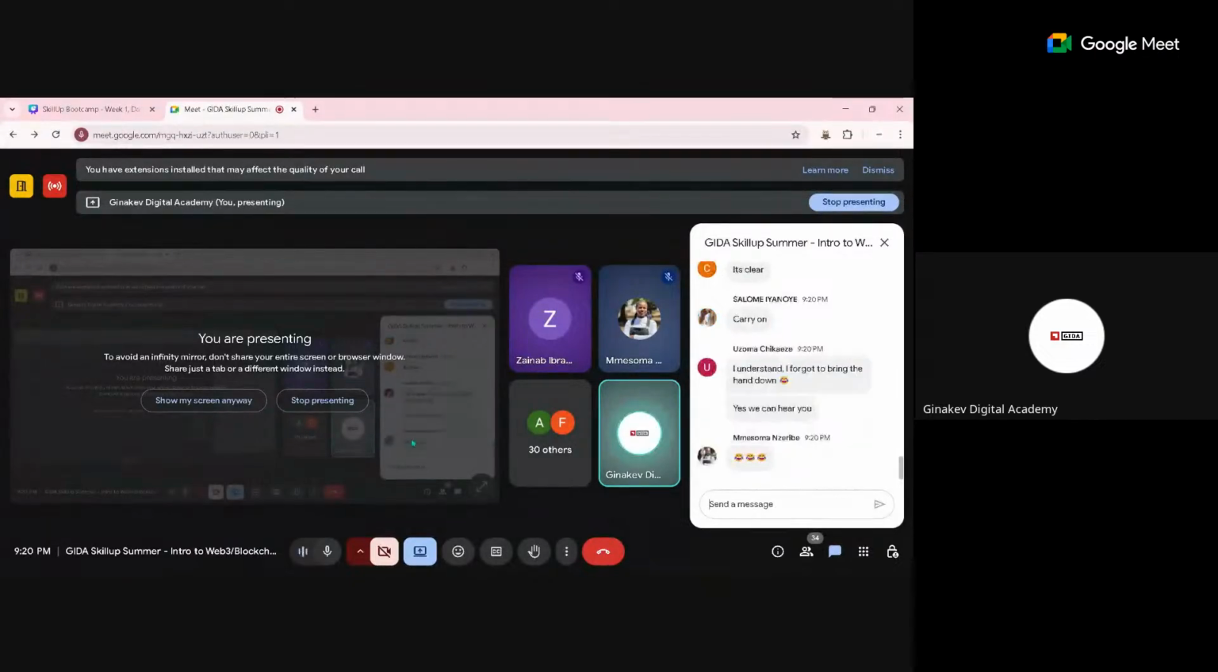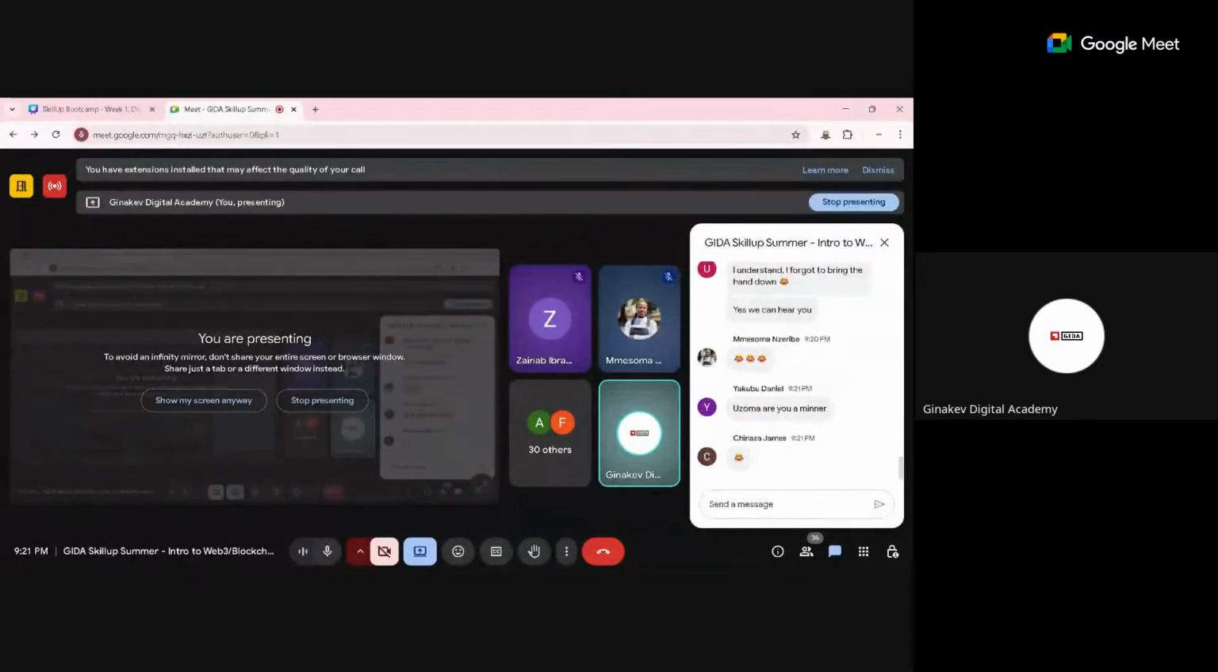So I would move to the next one now. If you know you understand what I said, can you just type POW in the chats? POW signifies proof of work. If you know you understand what I just explained, type POW in the chats.